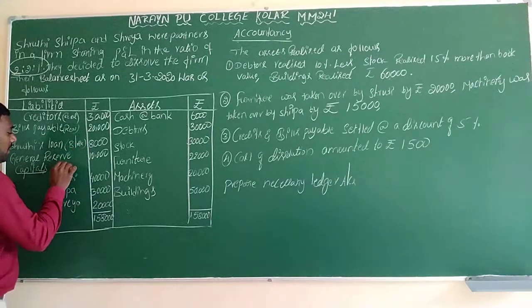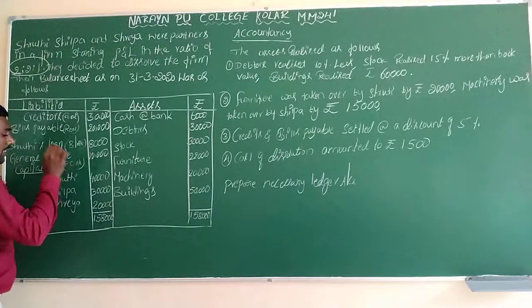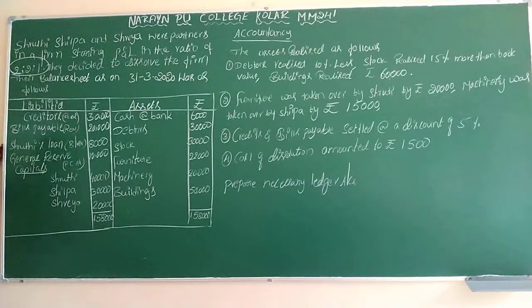General reserve will come to the partners' capital account, PCA. So the partners' capital account, we write it on the credit side. Capitals are the opening balance of the partners' capital account.